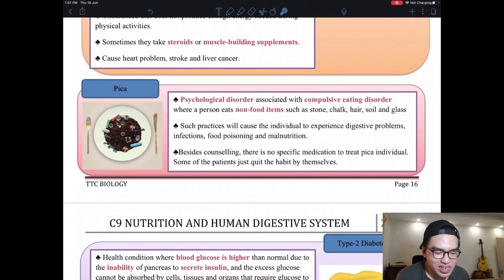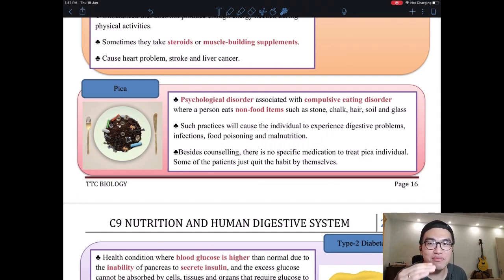What is pica? This is not so famous. This is a psychological disorder, or you call it compulsive eating disorder, but this is a more serious version. You go and eat non-food items, like stone, chalk, chair, soil, and glass. Yes, I've actually seen this on TV. They start eating couch, they start eating sponge. So this is again a psychological disorder.